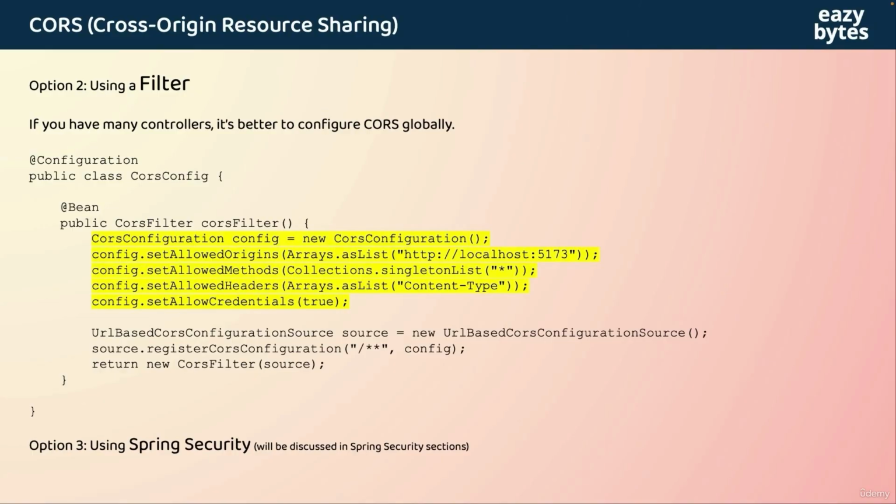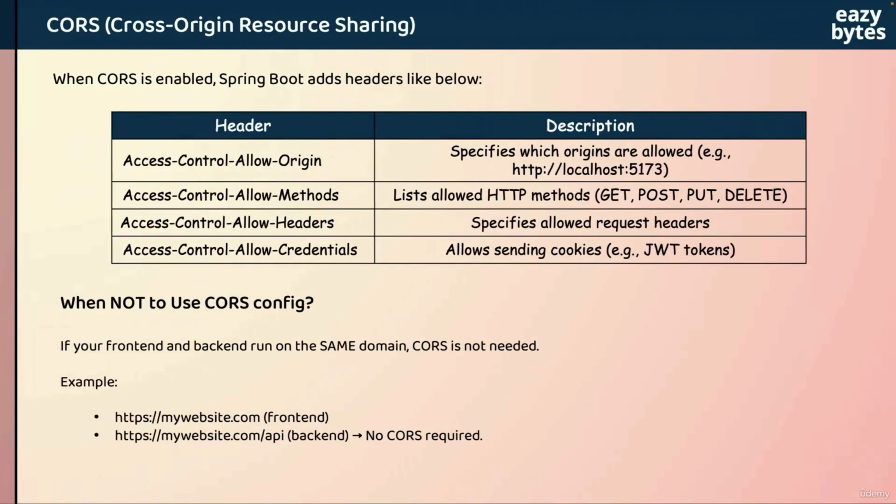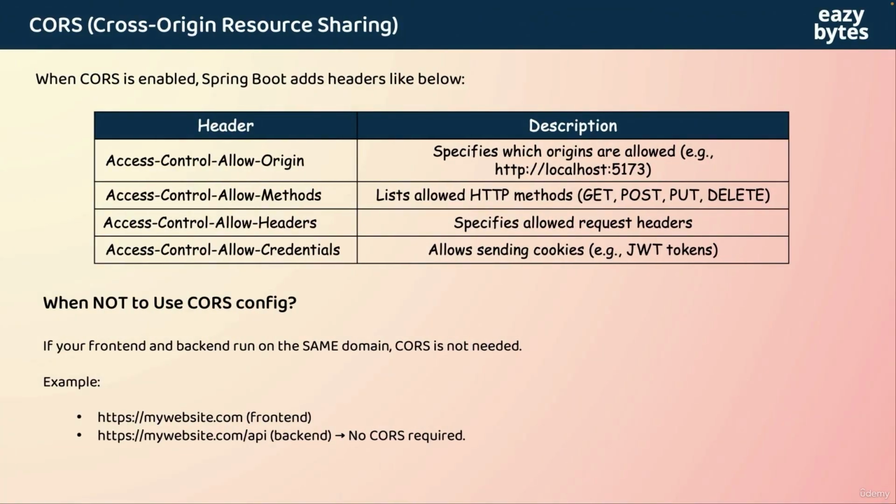There is also an option 3 which you need to use if your Spring Boot application is using Spring Security to secure the application. In the coming sections, we are going to discuss Spring Security. During that time, I'm going to explain this option 3. For now, we are going to use this option 2 inside our application and establish the communication between UI and backend application.